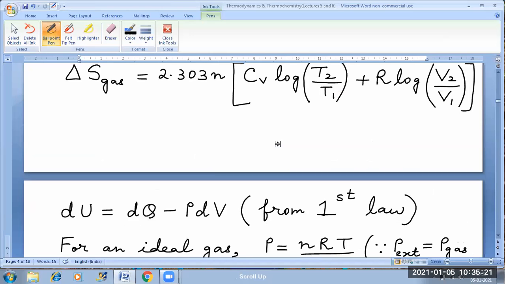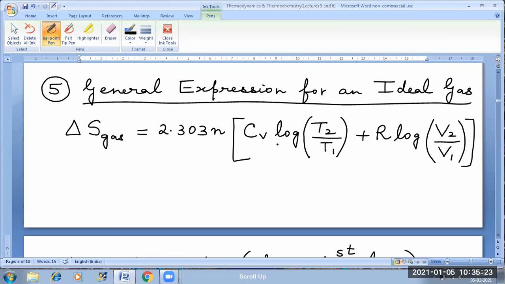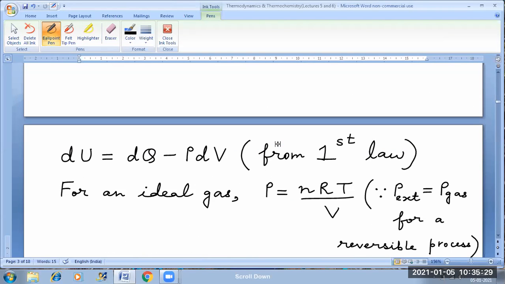So this is the proof for delta S of an ideal gas undergoing any kind of process.